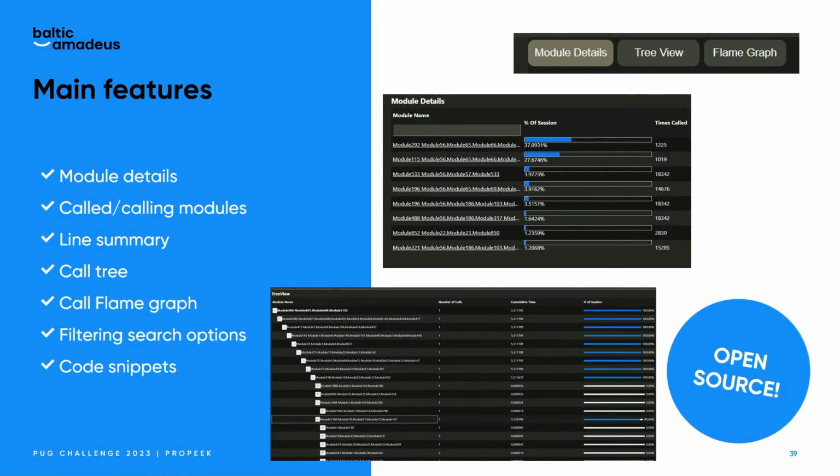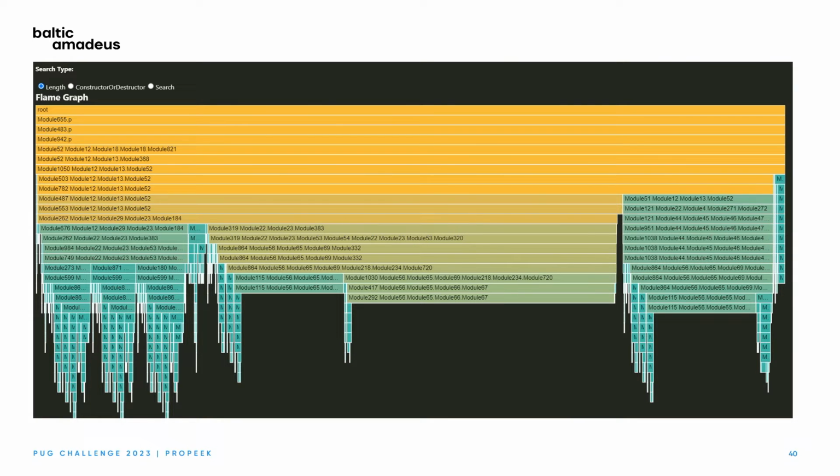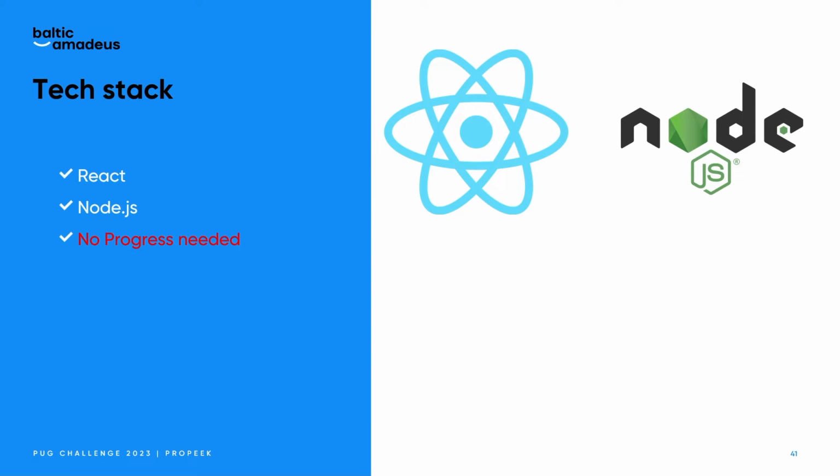So the main features we created, we recreated features from Developer Studio. So we have module details, calling modules, line summary, call tree. But what we added new is a call flame graph. I will show you it during the demo. We also added some filtering and search options for this call flame graph, and also some code snippets. I will show you that. So this is how it looks.